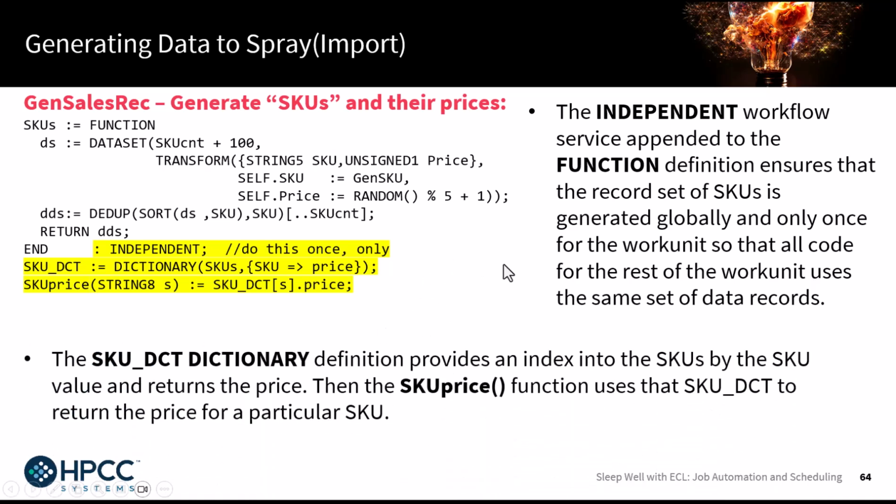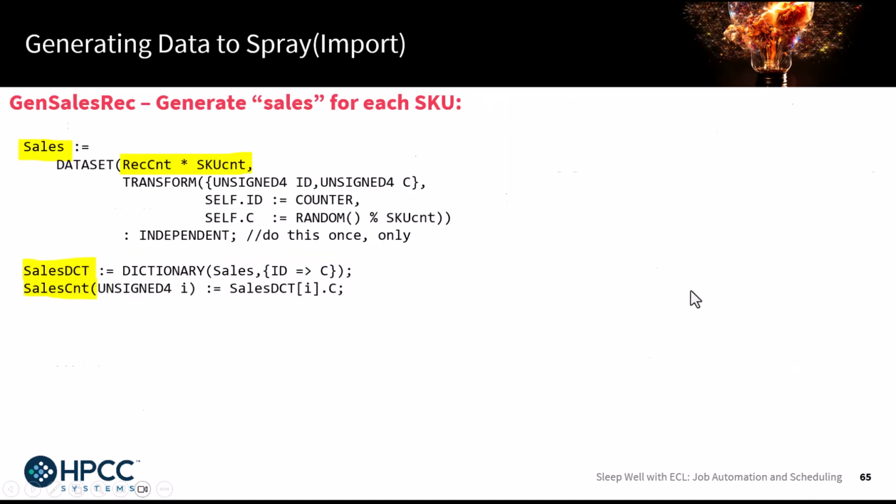And then we take advantage of another new technique in ECL. This has been around for a few years, but it's one of the newer statements. It's called dictionary. It's an in-memory lookup table. And so we build from our SKUs an index into the SKUs by the SKU value and return the price. And then the SKU price function uses that SKU underscore DCT to return the price for a particular SKU.